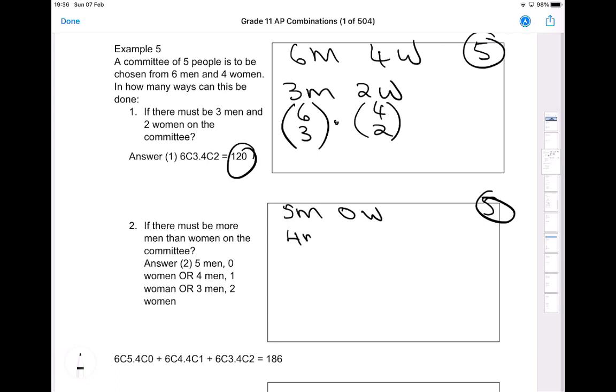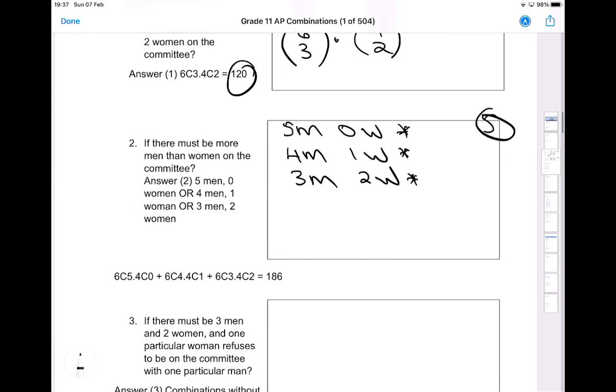Or we could have 4 men and 1 woman. That is still more men than women. Or we could have 3 men and 2 women. We still have more men than women. And I think that is all. So what we need to do is work out the number of combinations where there are 5 men and 0 women, then work out the number of combinations for 4 men and 1 woman, work out also the number of combinations for 3 men and 2 women, and add up those different answers.